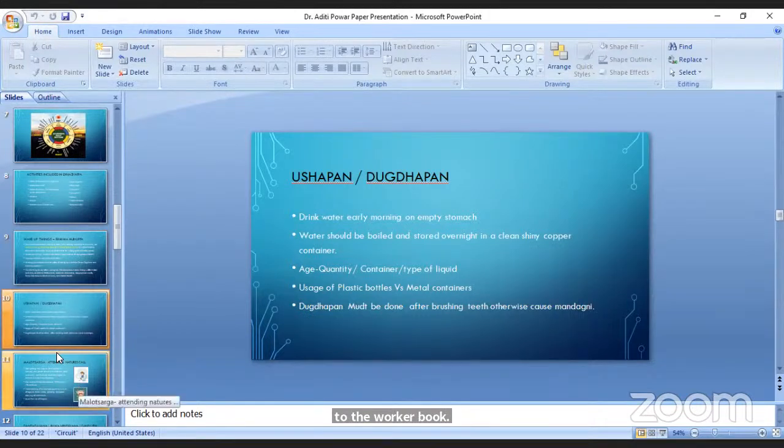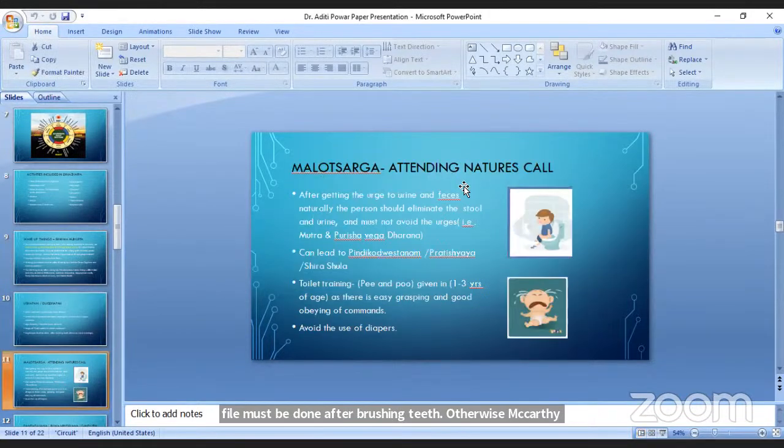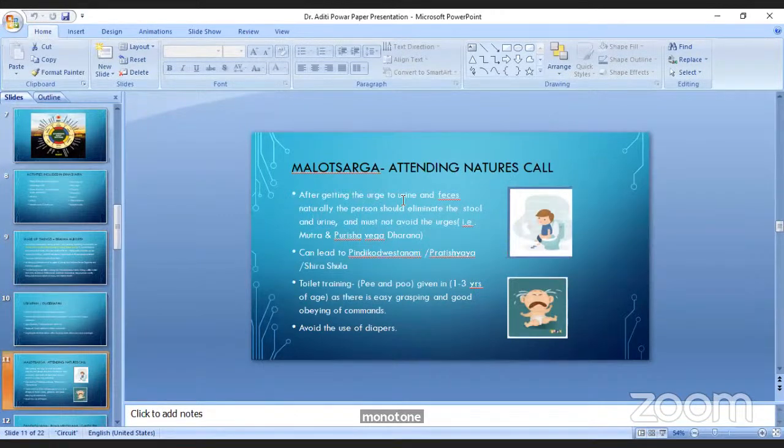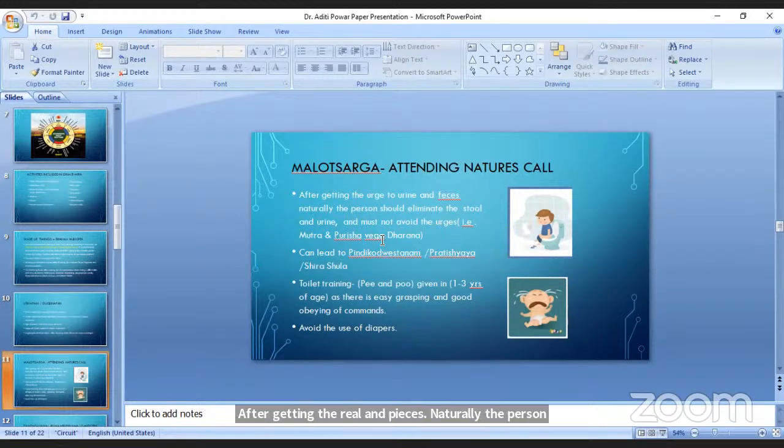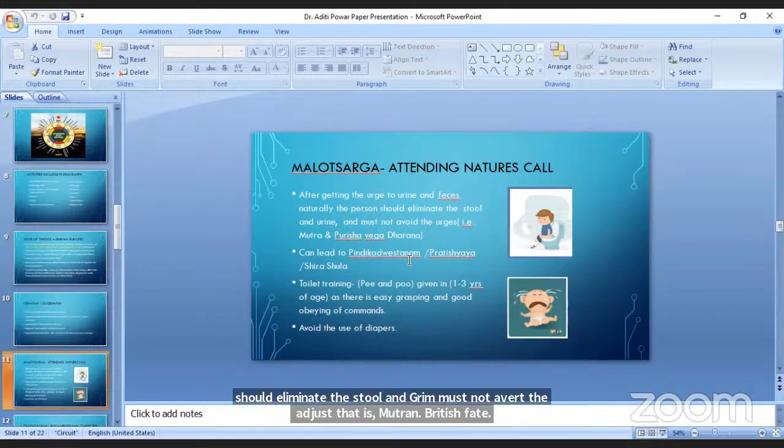Malotsarga, that is attending nature's call. After getting the urge to urinate and defecate, naturally the person should eliminate the stool and urine and must not avoid the urges, that is, Mutra and Purishvega Dharan should be avoided. It may lead to Pindikodveshtan or Pratishaya.